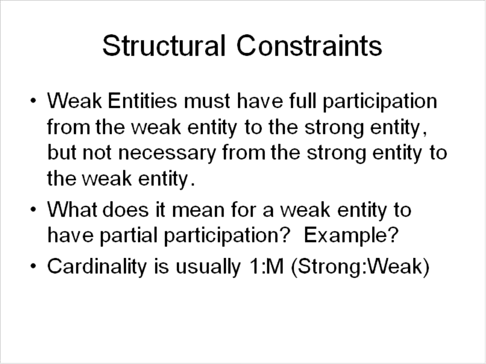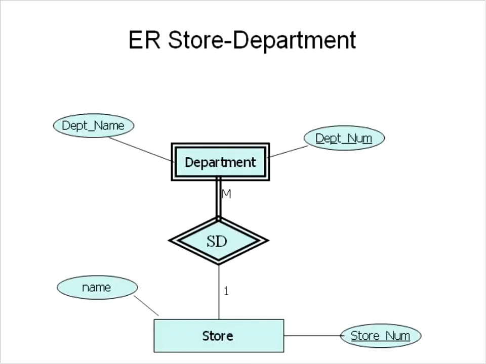And the cardinality is usually 1 to n, because one employee may have many dependents. If we look at the next slide, with our same example of store and department, we've depicted it in the same manner.